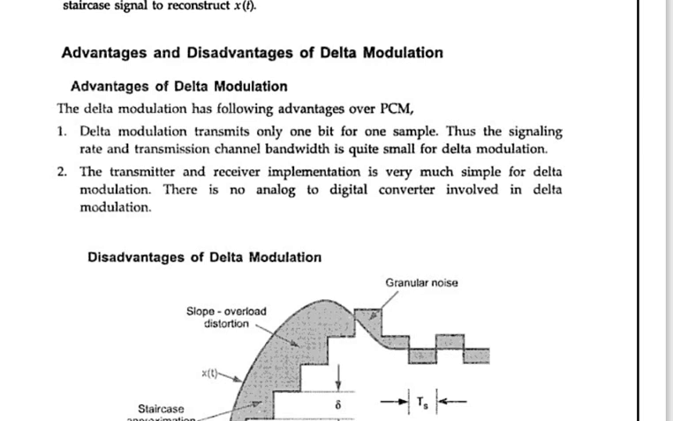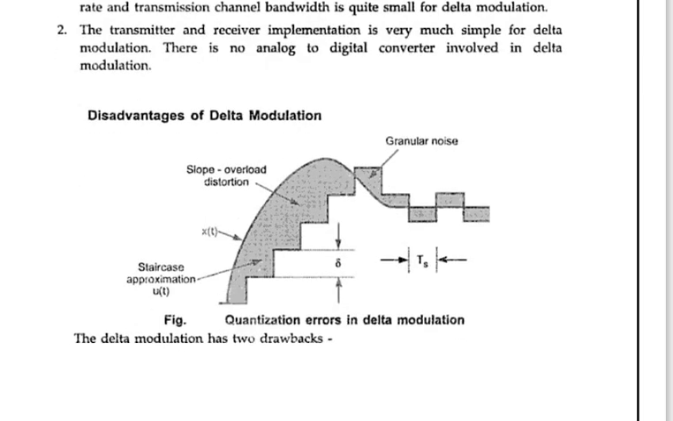So easily we can give that sample message, quantize it, and afterwards encode it. There is no operation involved of converting analog to digital signals, right? Now as I've said, there are disadvantages. We are having 2 drawbacks in this one: one is slope overload distortion and the second is granular noise, right?